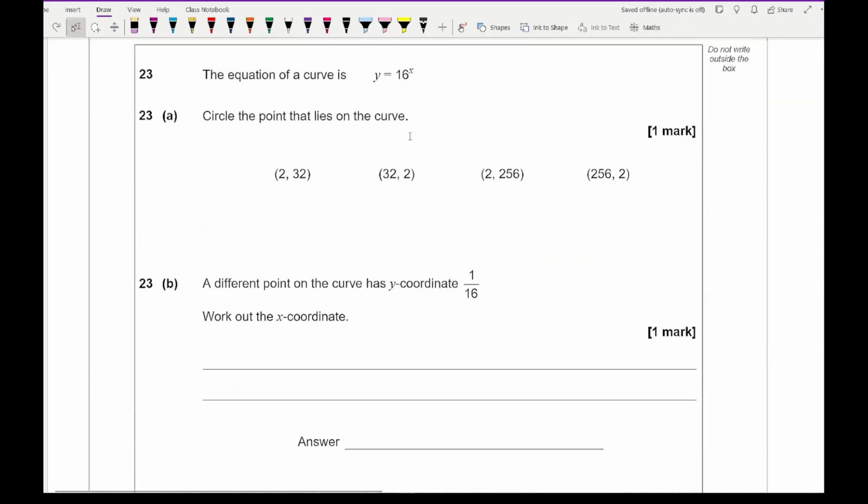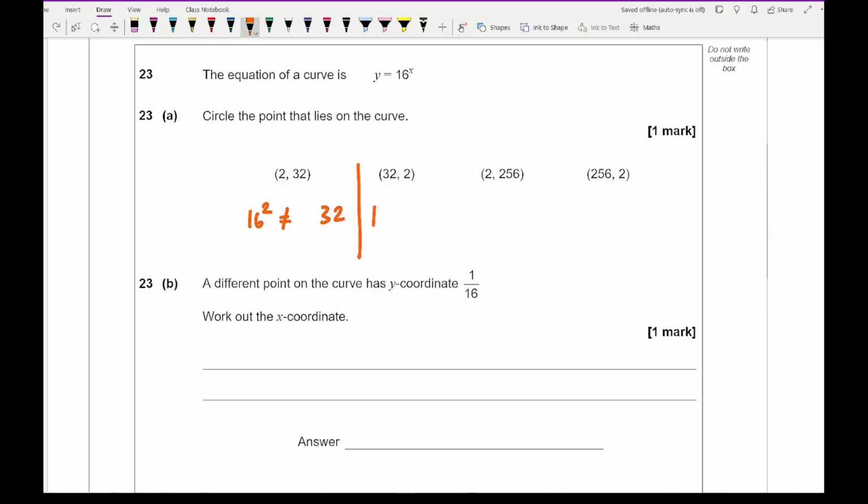And moving on to question 23a, it says that the equation of a curve is y equals 16 to the power of x. Circle the point that lies on the curve. Now for this, all I need to do is substitute the x value and see if it gives me the y ordinate as an answer. So here I'm going to have 16 squared. Now does that equal 32? No, it does not, so that's not correct.